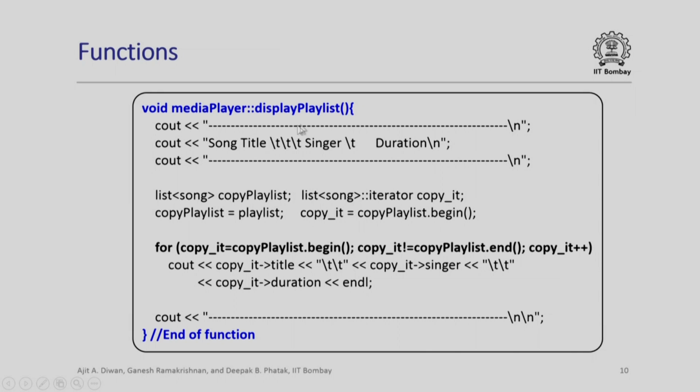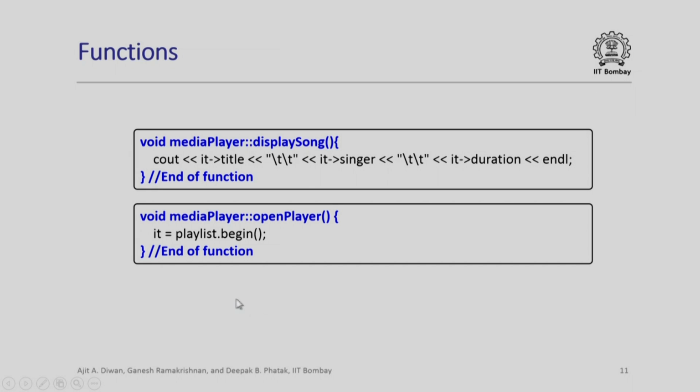Next, we display the playlist. This is very simple. We just output this. There is a list of the type song. The copy playlist will permit us to copy the entire playlist. The iterator copy IT is associated with that list. Now I iterate for copy IT from copy playlist dot begin till it ends. One by one I will go through that list and I will print the desired information associated with that song. So this is very simple. Display song just displays one song at a time.